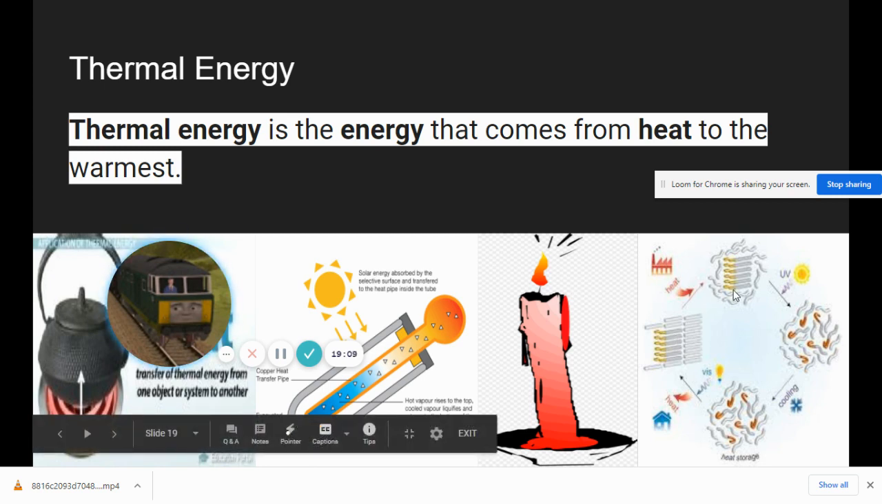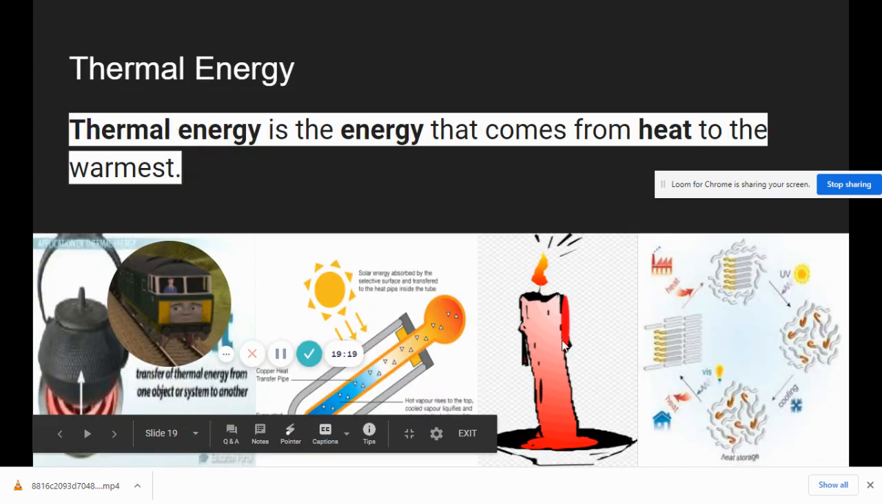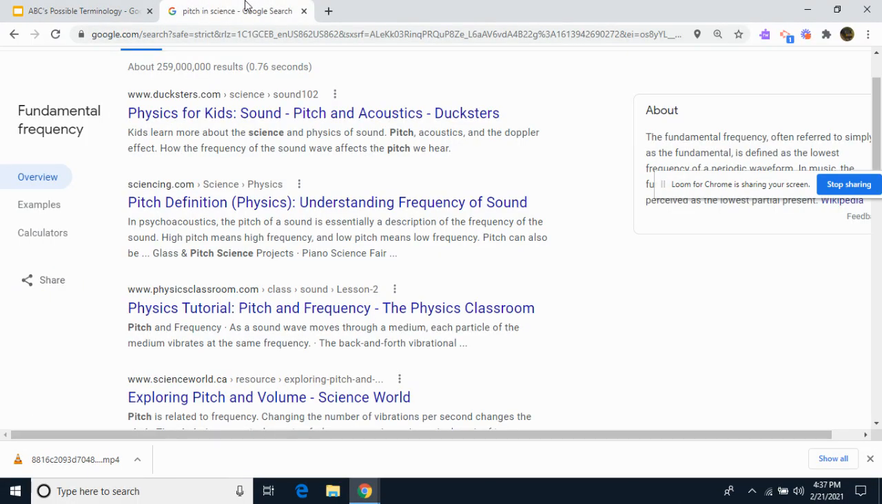What do you think these are? This is the heat, and this is the VIS, and this is the UV, and this is the heat storage. In the case of thermal energy, it is really, really hot. So hot, you cannot even feel a thing. You will definitely burn yourself. What things are hot? Okay, I'm going to look on Google for things that are hot.